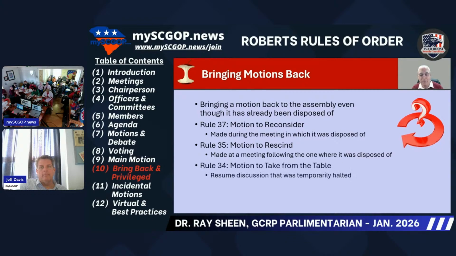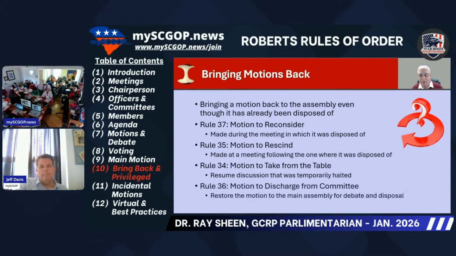Another motion that can be used to resume debate is a motion to take from the table. This is discussed in Robert's Rule 34. If a motion was disposed of at the time of its original debate by tabling it, this motion removes it from the table and brings it back to continue the debate. It requires a second. It's not debatable. It cannot be amended, and it requires a majority vote to resume the debate of the main motion.